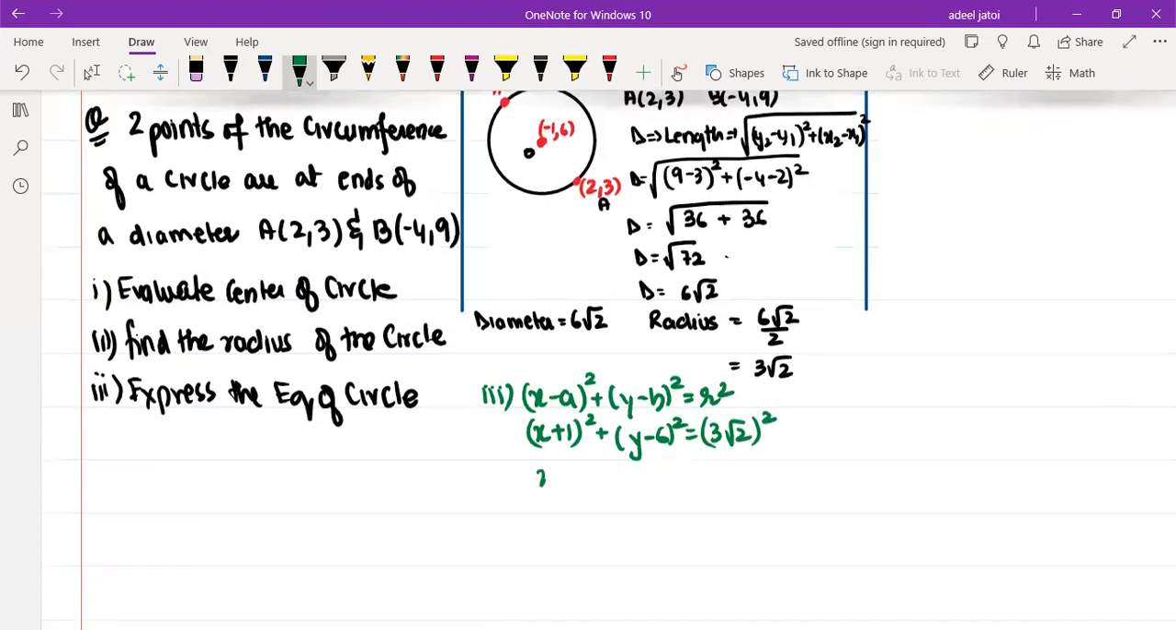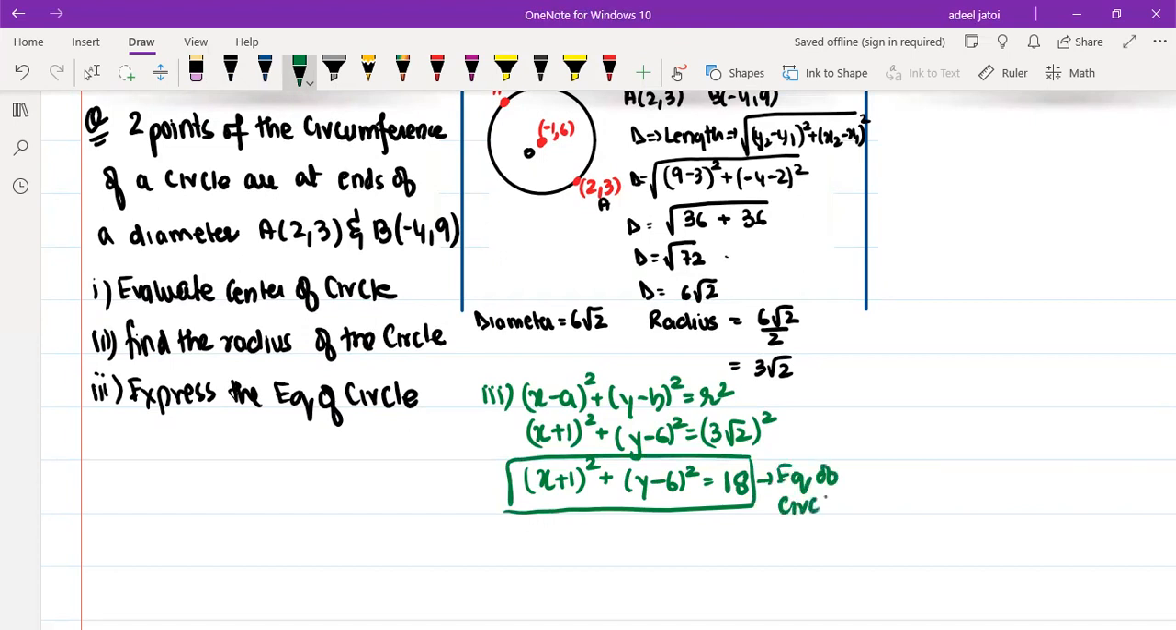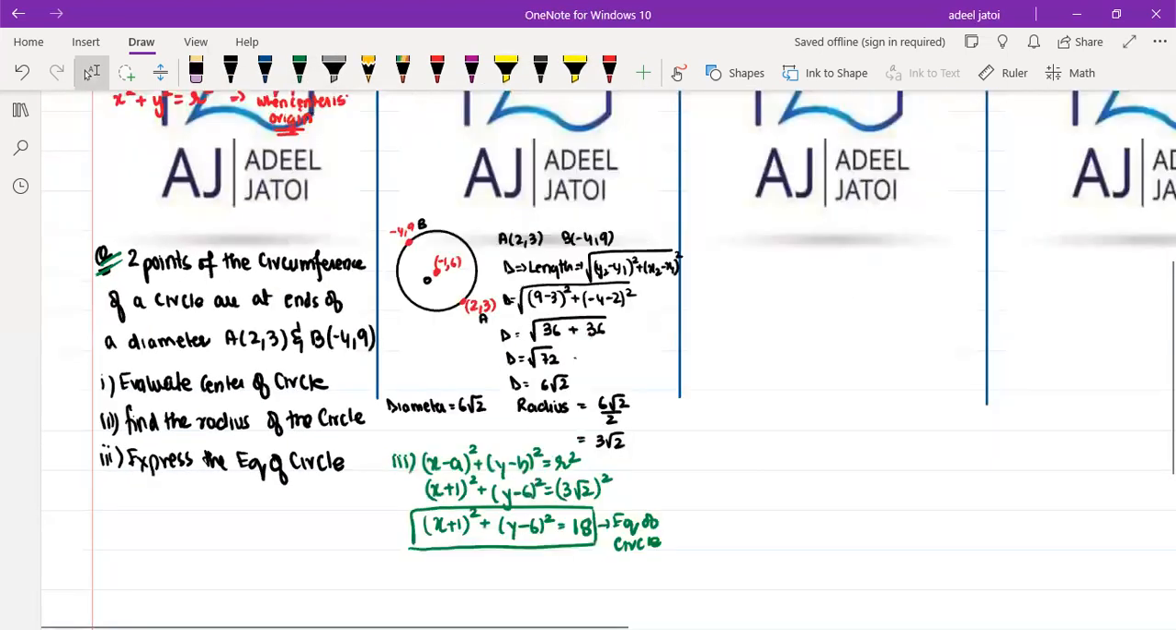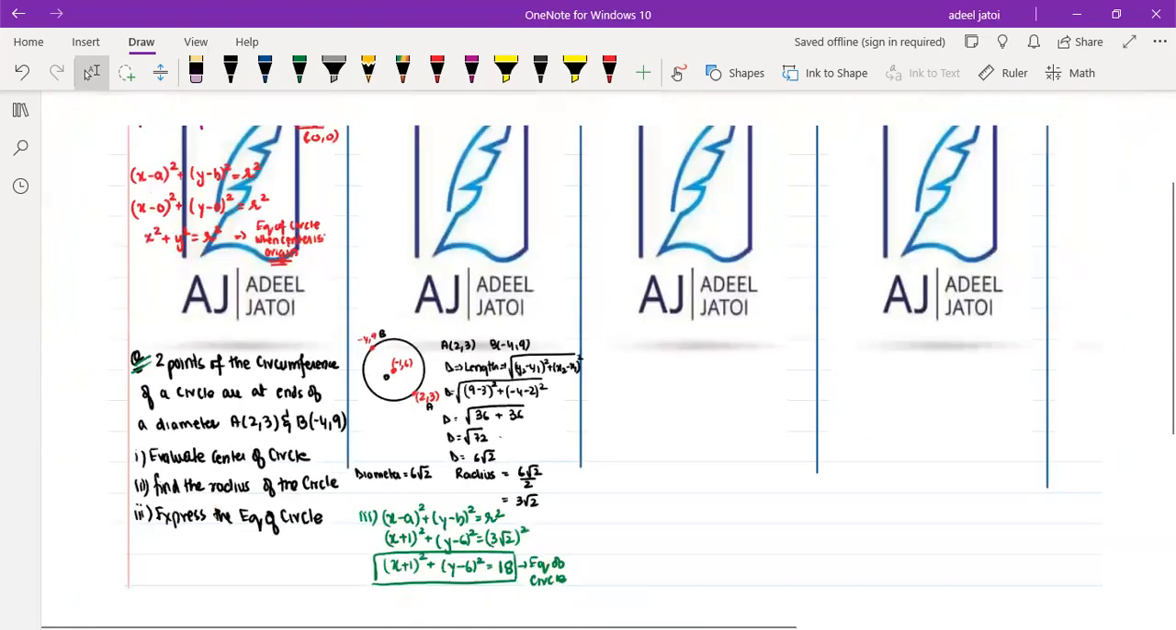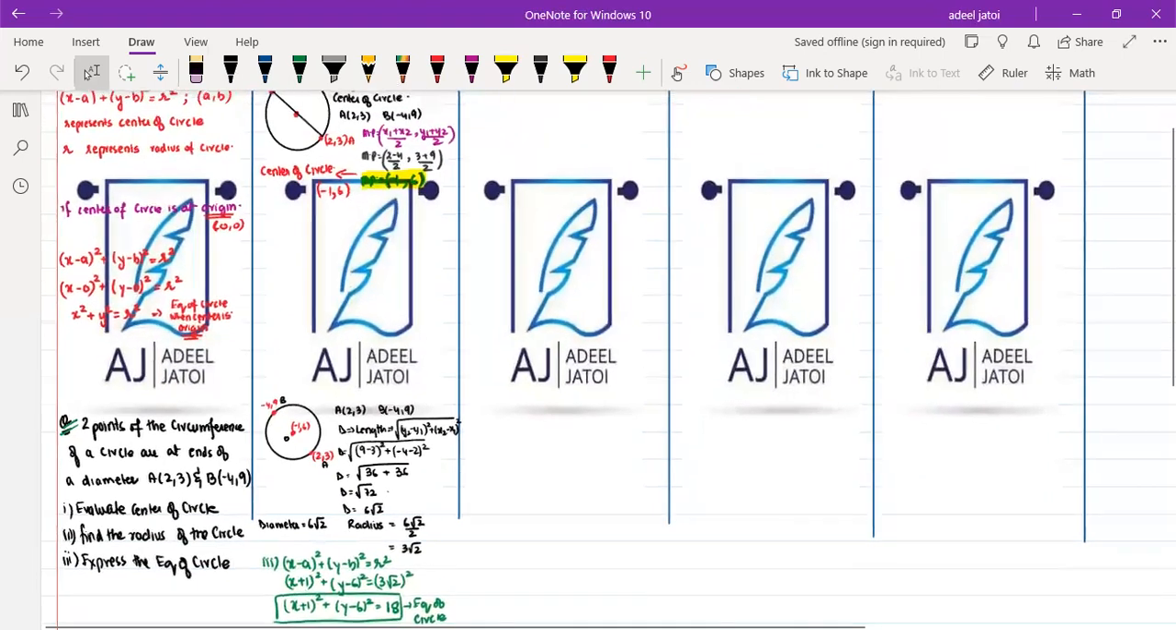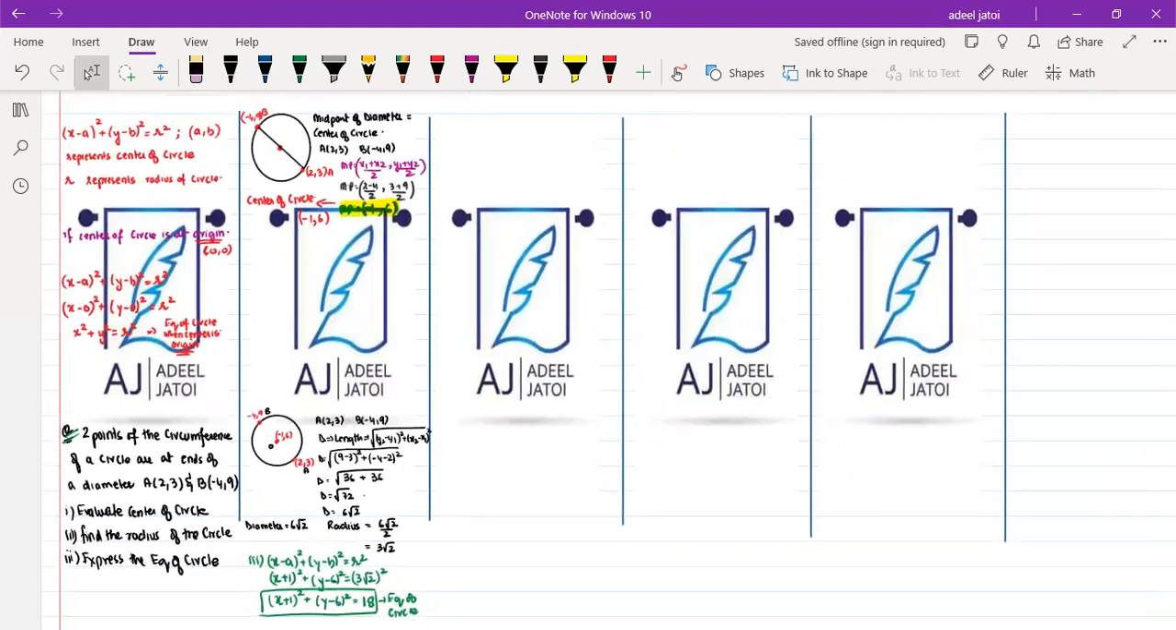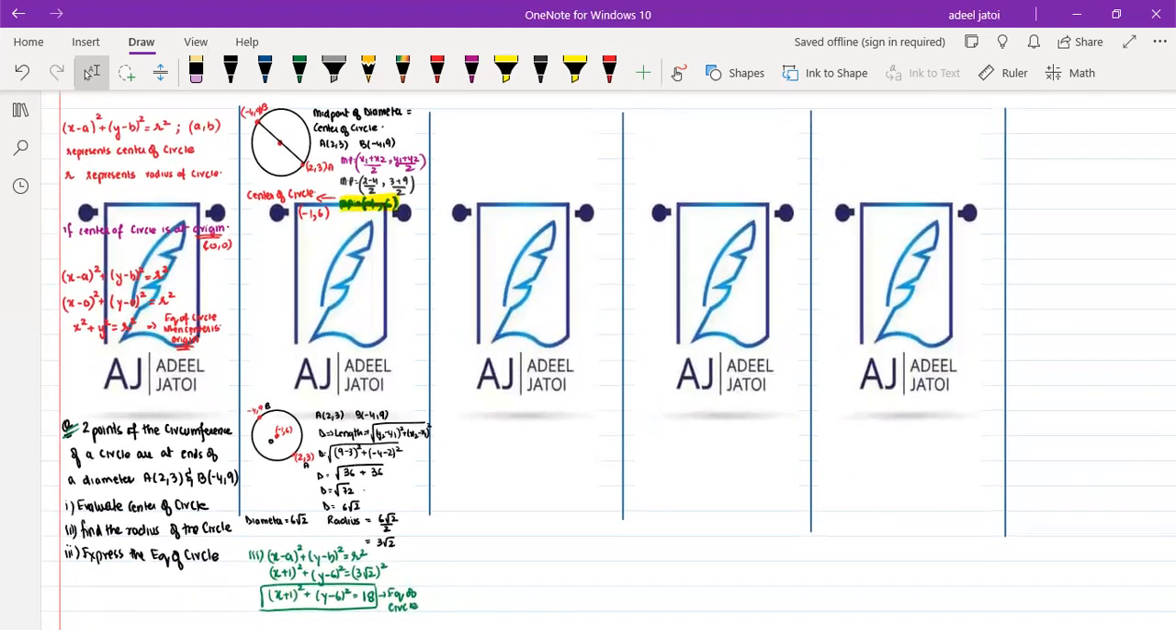So normally when we write down x plus 1 whole square plus y minus 6 whole square, and obviously 3 square is 9, 2 under root is cancelled, so this is 18. So this becomes your equation of circle, which is part 3 of the first example question. So we normally did what? We found out the center of the circle, we found out the radius, and we made sure we expressed the equation of the circle as well.